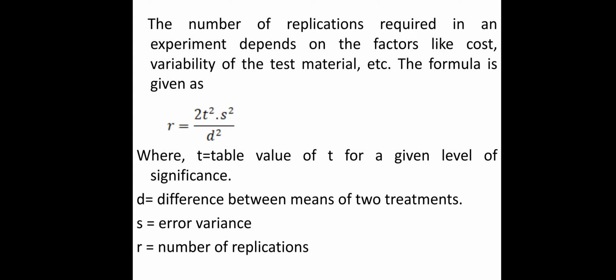So how many replications are required for such a design? Here a formula has been developed: small r equals 2 t square multiplied by s square divided by d square. The number of replications required in an experimental design depends on factors like cost, variability of the test material, etc. In the formula, t is the value at the level of significance acquired from a t table, small d is the difference between means of two treatments, small s is the error variance, and small r is the number of replications.